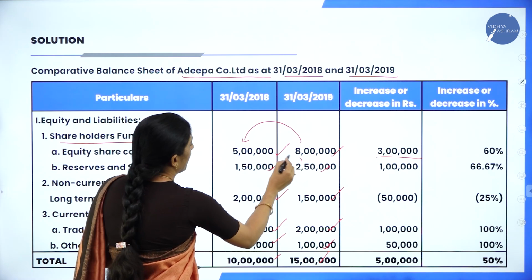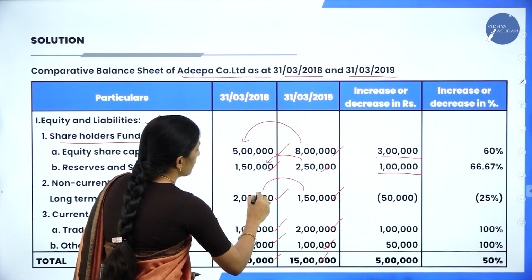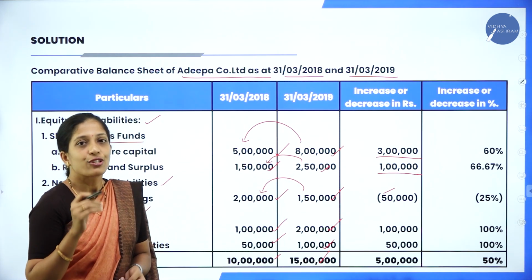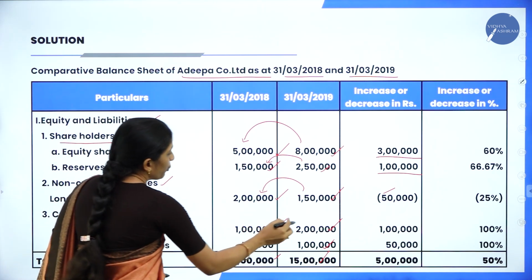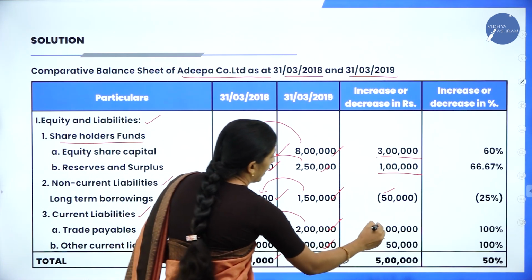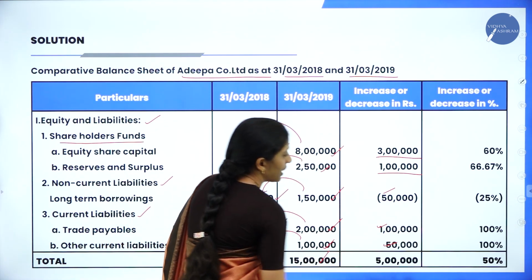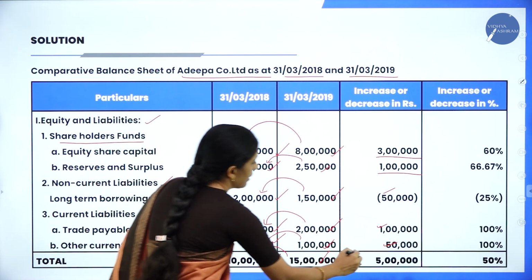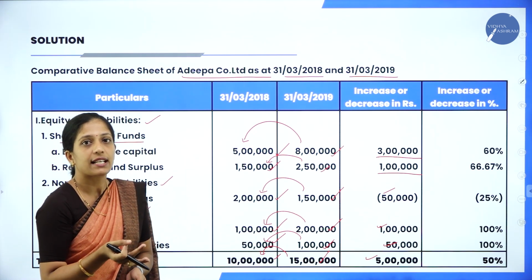Next, 2 lakh 50 minus 1 lakh 50, 1 lakh. 1 lakh 50 minus 2 lakh, that is minus 50,000. So I have written it in brackets. If you write in brackets, it means that it is minus 50,000. 2 lakh minus 1 lakh, 1 lakh. 1 lakh minus 50,000, 50,000. So hope you are clear. Next, 15 lakh minus 10 lakh, that is 5 lakh. Like this, your third column, increase or decrease in rupees.